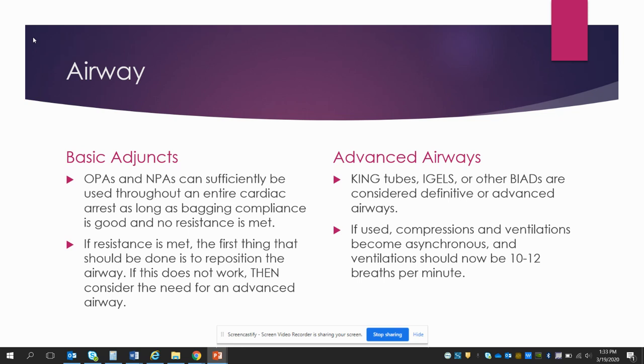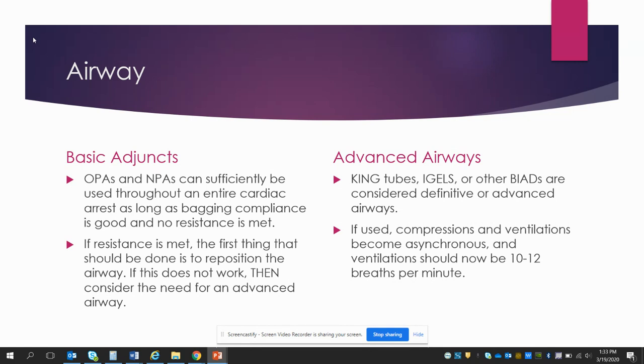Right, so picking up with our cardiac arrest management, we're going to be managing the airways. We have basic adjuncts and the advanced airways as well. And remember, our basic adjuncts are OPAs and NPAs, and they can be used throughout the entire cardiac arrest without utilizing any advanced airway if they are getting good compliance and not meeting resistance. And so that's something that you want to check on regularly and re-ask that question. Am I still getting good compliance or am I meeting resistance? And so a good rule of thumb is to ask that question about every 2 minutes.